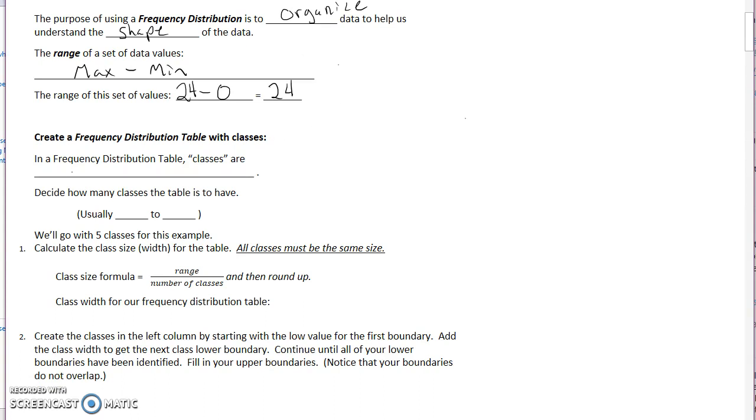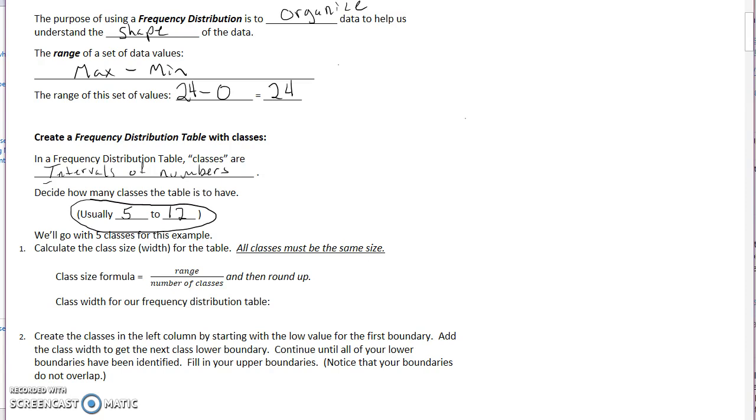So in a frequency distribution table, classes are intervals of numbers. The number of classes you have can range depending on the type of data set you're working with, but it's usually somewhere between 5 and, I don't know, say 12. This is very general. You'll see that there are times we don't want just 1 or 2 different classes, but you also don't want 20. Again, for the purposes of our course, I will always tell you how many classes to use.